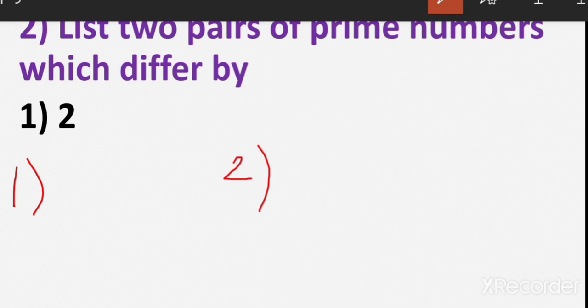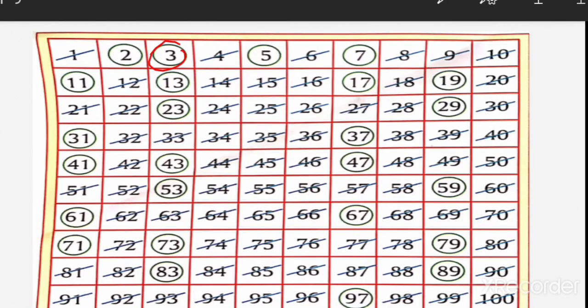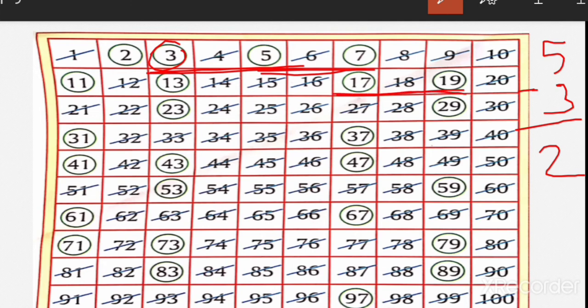Now see students, if we look at this table, just observe the table. This 3 and 5. If I see 5 minus 3, what is the difference I'm getting? 2. So 3 and 5 both are prime numbers and they differ by 2. 5 and 7. 7 minus 5. Again 2. So they are also differing by 2. 17 and 19. 19 minus 17. Difference will be 2. 11 and 13. 13 minus 11. Difference will be 2.